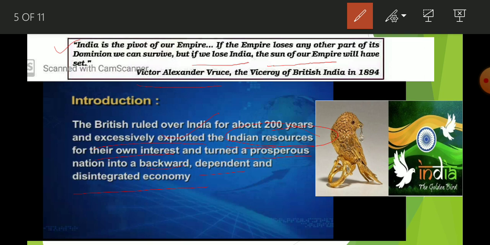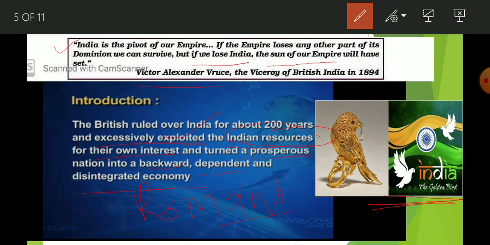Okay, and before that it was known as a golden bird. And who had called it a golden bird? This name was first given by the Romans. Okay, students, so the Romans were the first who gave this nickname to India. Sone ki chidiya, the land of the golden sparrow.